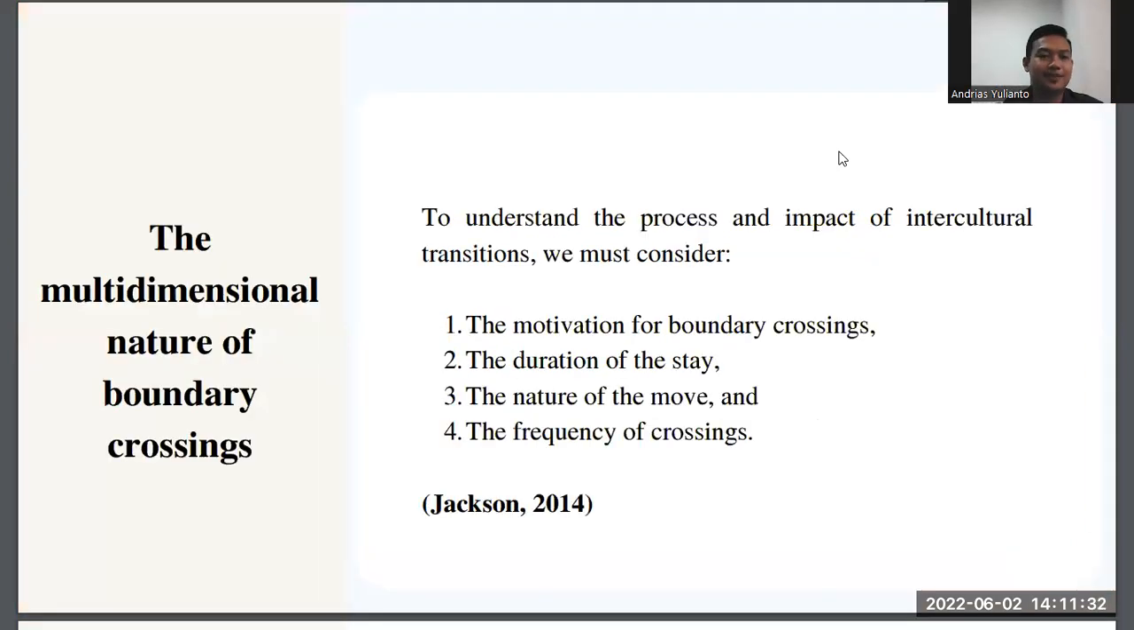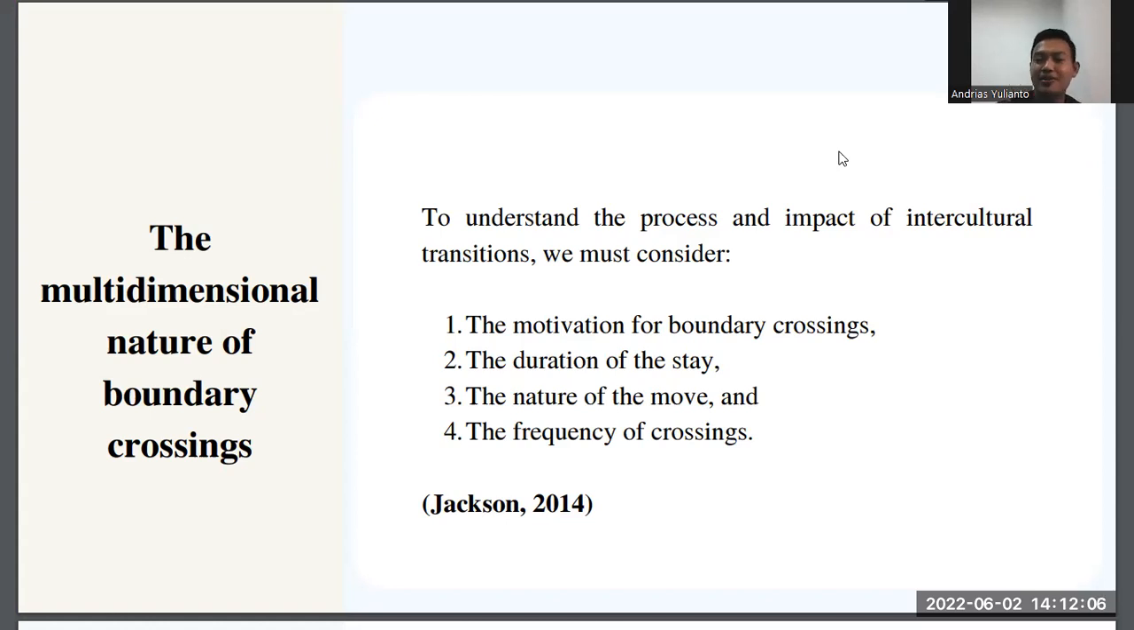All right, now the multi-dimensional nature of boundary crossings. To understand the process and the impact of intercultural transitions, we must consider first the motivations for boundary crossings. The second one, the duration of the stay. The third one, the nature of the move. And the fourth, the frequency of crossings.